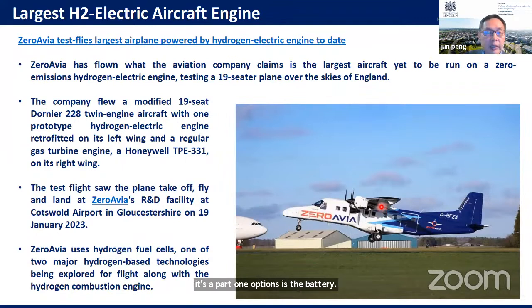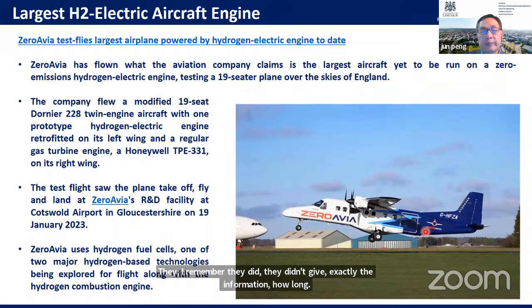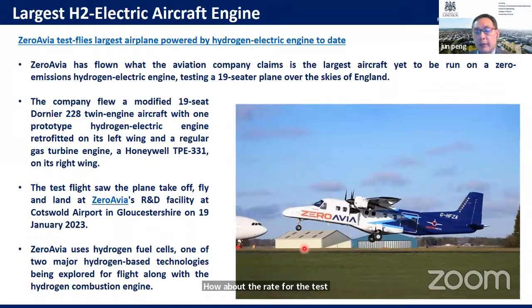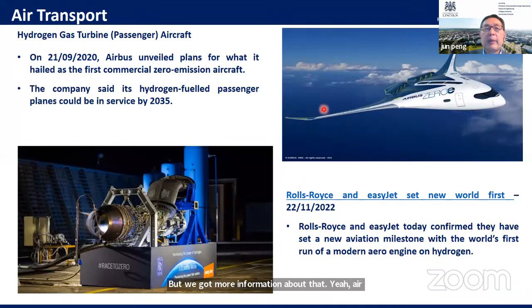For this test, I remember they didn't give exact information about the range. We have more information about air transport. In September 2020, Airbus published news that they plan, by 2035, another 12 years, to run their new, very big commercial passenger aircraft with a hydrogen jet engine, not fuel cells.